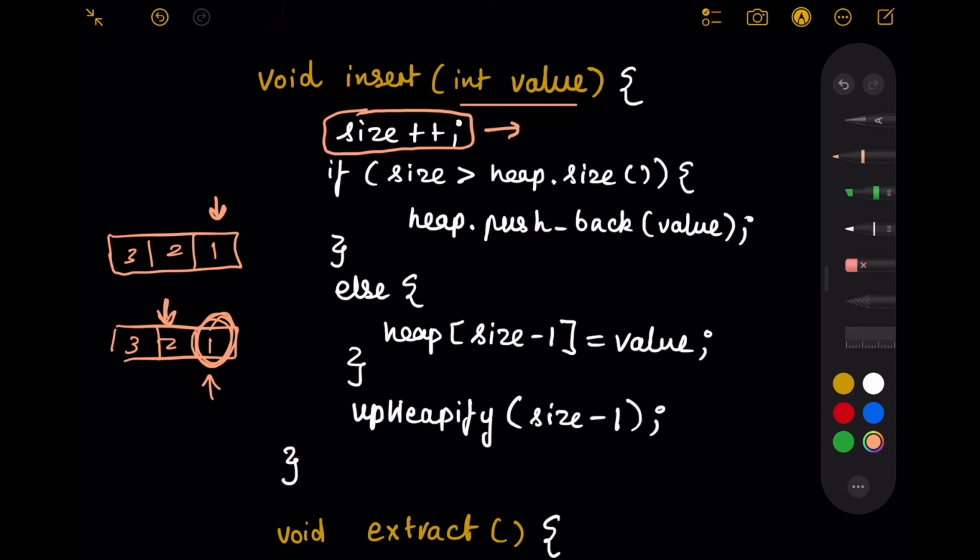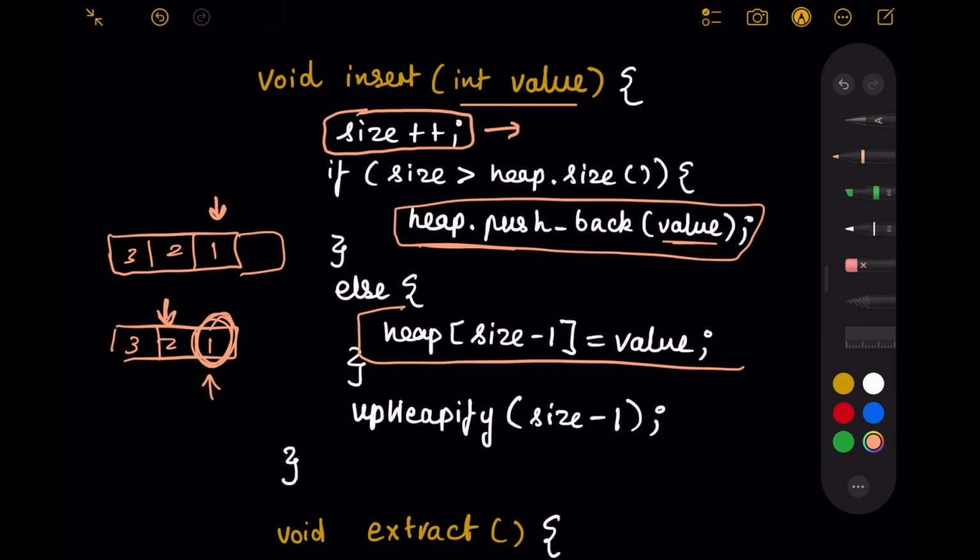But in case we are tracking the last element as well, we need to add a new cell. So that's what we have done: if the pointer was at the last cell and after size plus plus it is actually greater than the heap size, we add a new cell, and this new cell will contain our value. But in case it was smaller than the size, then that implies that there were some elements which were not being tracked, so they can be replaced with the new value. So in the else statement we have replaced the old element with the new value.